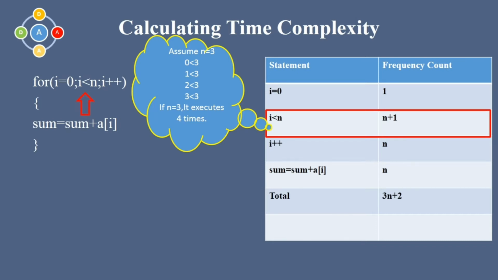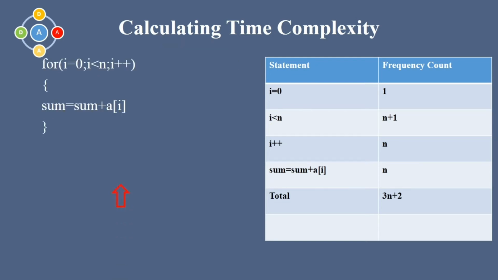Now we check 1 less than 3. Yes, condition true. In a similar way again we check 2 less than 3. Yes, condition true. Again we check 3 less than 3. Here the condition failed. If our n value is 3, then the statement is executed 4 times, that is 3 plus 1 times. So I make it a general term as n plus 1. This decision making statement i less than n is executed n plus 1 times. So the frequency count for the statement i less than n is n plus 1.